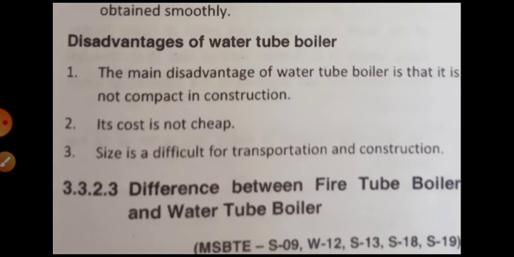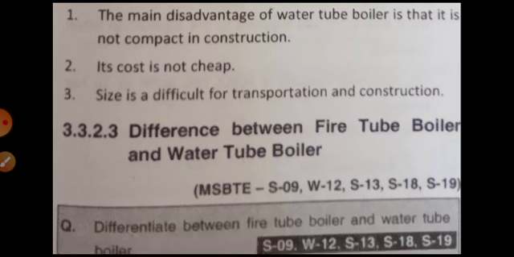And the main disadvantage of water tube boiler is that it is not compact in construction. Its cost is not cheap, and sizes are difficult for transportation and construction also, because there are too many bends, and the designing is also quite difficult, we can say.